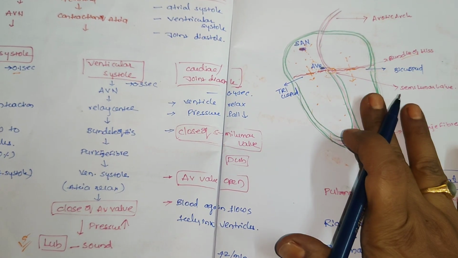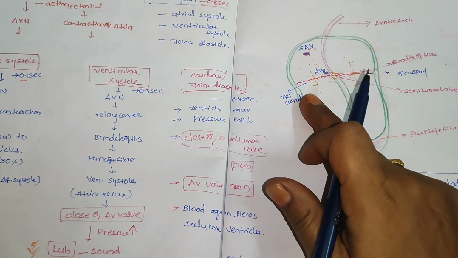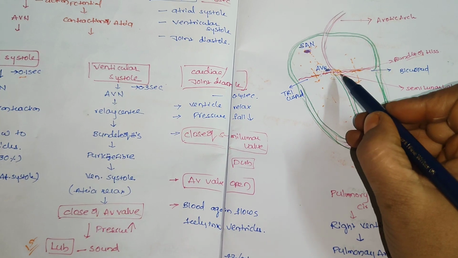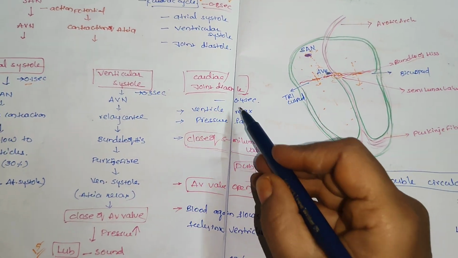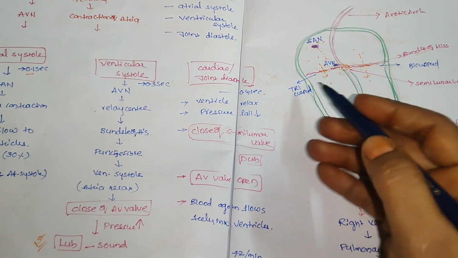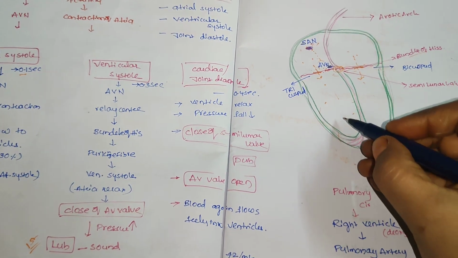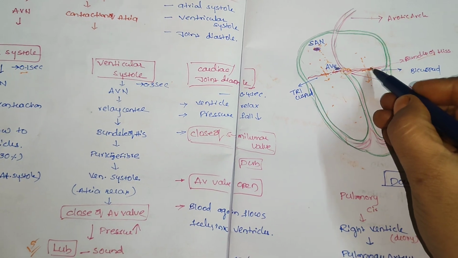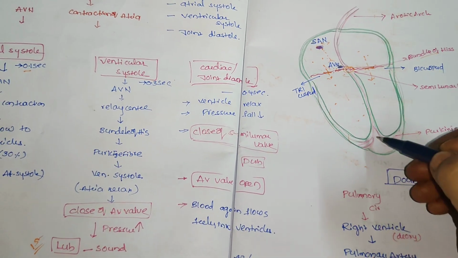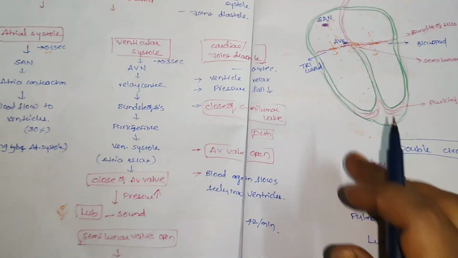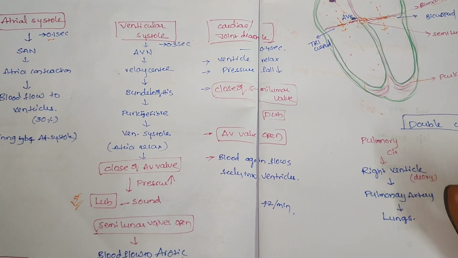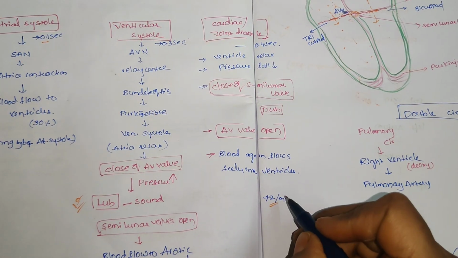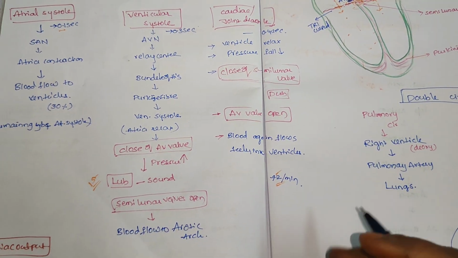So here you have to remember, in ventricular systole, the lub sound starts, AV valves close, semilunar valves open. In cardiac or joint diastole, the pressure falls, ventricles relax, semilunar valves close, AV valves open. AV valves open means blood enters into the ventricles. So it is called the cardiac cycle, and in 1 minute 72 heartbeats are present.